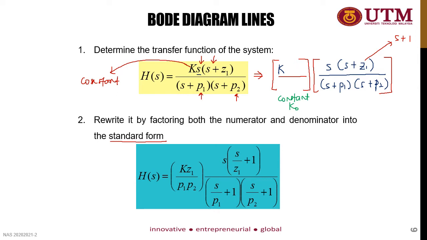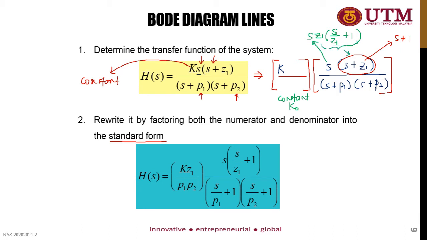So in this case, this component will become z1 times s divided by z1 plus 1. So for this particular component, you now have the s term plus 1. It doesn't matter what value it is divided by, as long as the s term is added by 1. So now the numerator becomes s, and in the bracket, s divided by z1 plus 1. So this is the s, and this is from the component.